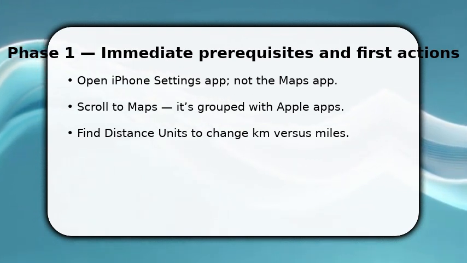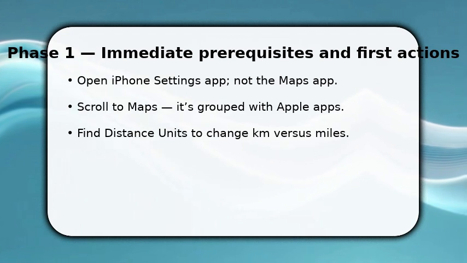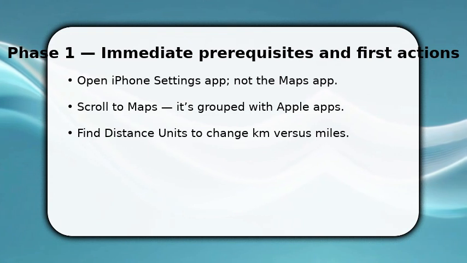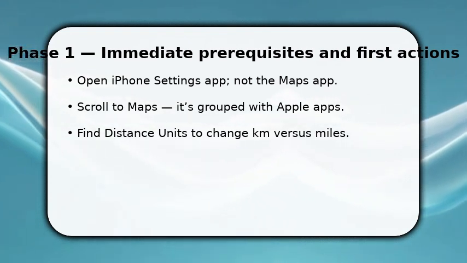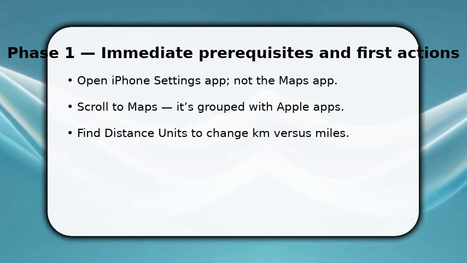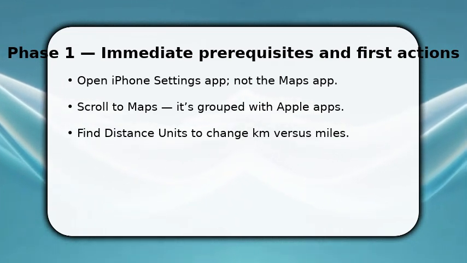Tap Distance Units to reveal choices. This controls labels and directions while driving. Make this change now, because Apple Maps follows the system setting rather than an in-app toggle. Doing it here ensures every route, speed display, and distance reads in miles immediately.